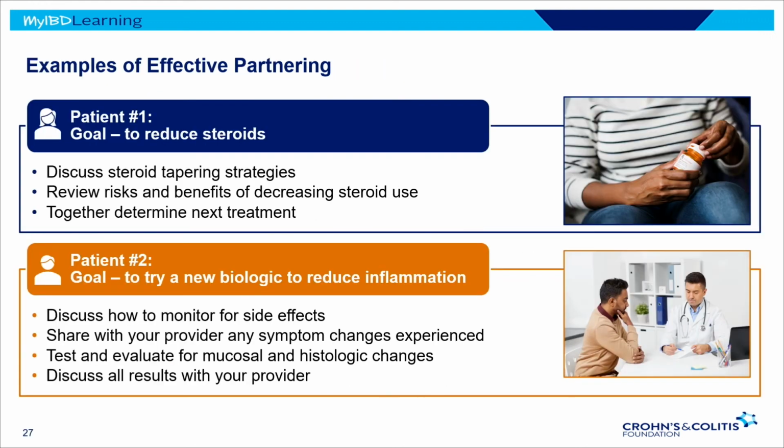So going back as we summarize to those patients, so goal number one for that patient is to reduce steroids. So this is a discussion of certain tapering steroid techniques. So how low are we gonna go, how fast are we gonna go with the steroids, review the risks and benefits of decreasing steroid use, and together determine the next therapies or treatment options. And for the other patient, to try new biologics to reduce inflammation, you want to have the discussion on how to monitor for side effects, share with your provider any symptom changes you experience, and then test and evaluate for mucosal histologic change. Remember, this will be the colonoscopy, and discuss all results with your provider.